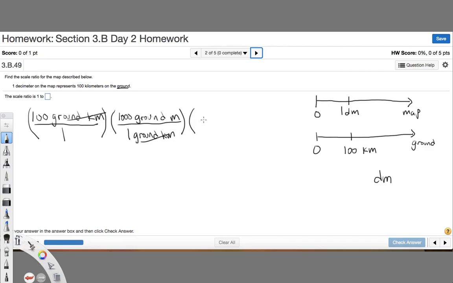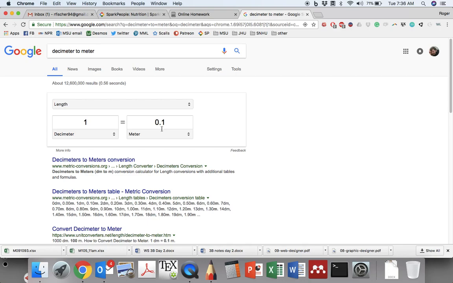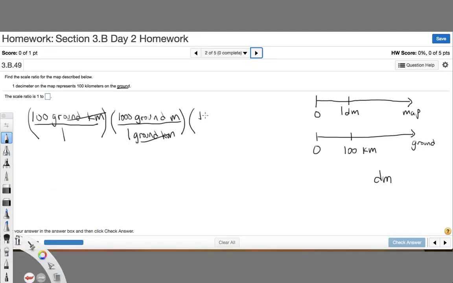I happen to know that, I actually looked this up just because I don't want to mess it up, 1 ground decimeter is 0.1 ground meters. I feel like I'm talking about coffee or spices. Ground meters. So exotic. There's that, and we have ground decimeters.